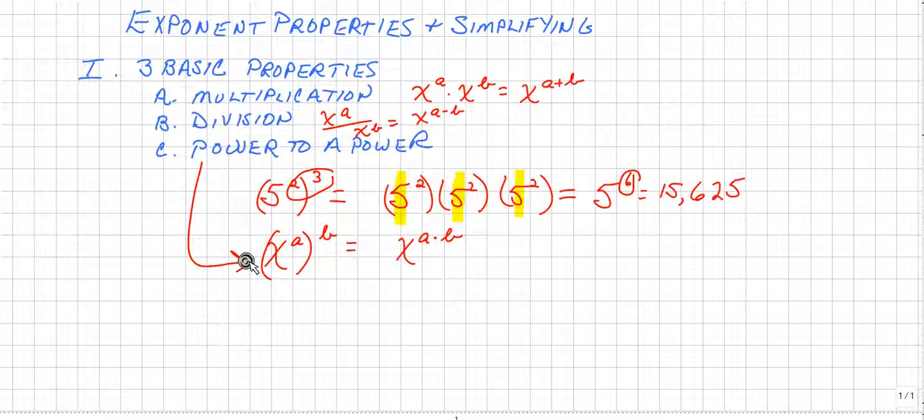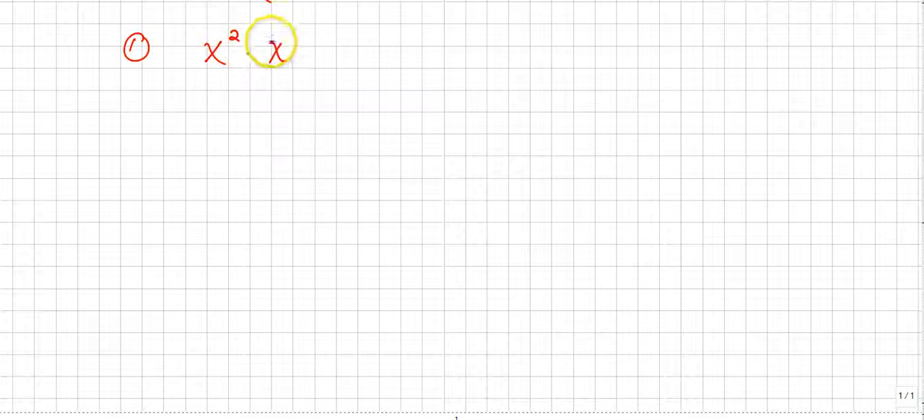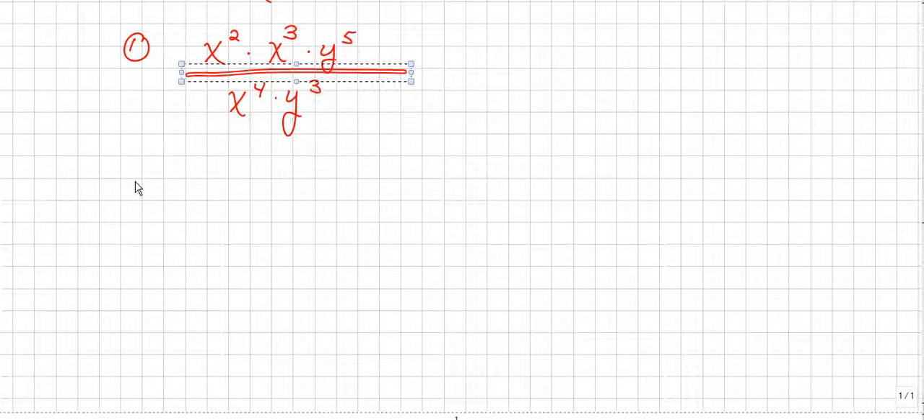And now we'll start with some more complicated examples where we're going to simplify expressions using those properties. So let's go with the clean page. Let me scroll down. So we have some workspace here, and I'll make up a problem. Let's go with, how about x to the second times x to the third times y to the fifth all over x to the fourth times y to the third. Alright.